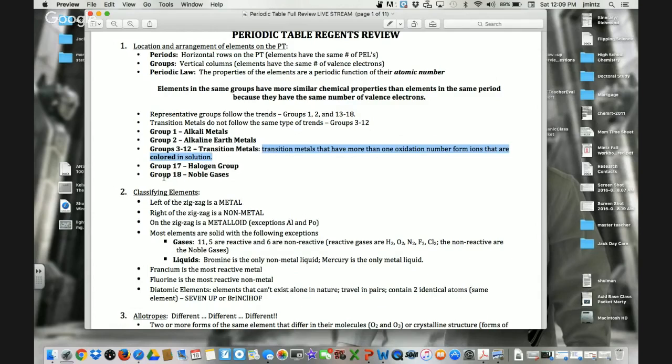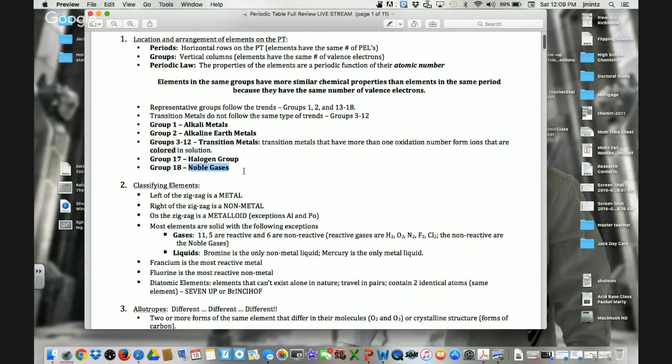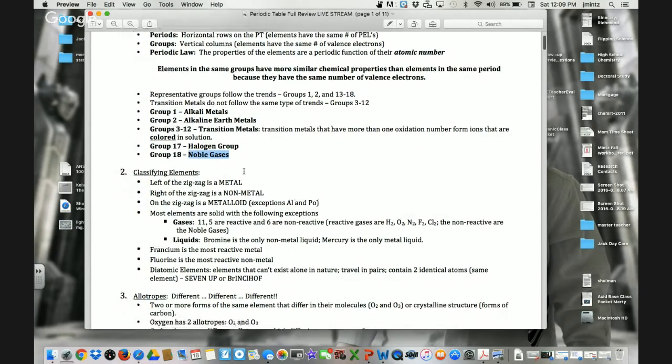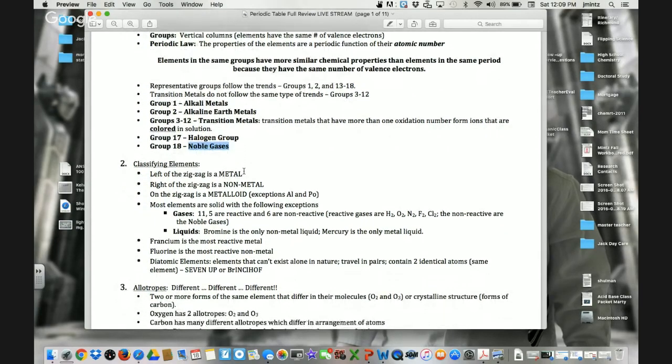Group 17 is the halogen group, and group 18 is the noble gases. It's been very rare that the Regents has asked you about the group names. The ones you should know, though, are that transition metals are in the middle, and that group 18 is the noble gases. We'll get into those trends in just a moment because I'm seeing questions come in about the trends, but I'm going to show you how to use it.